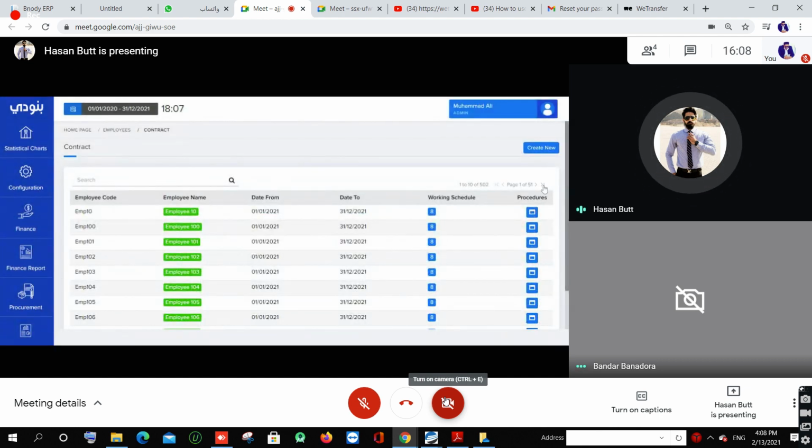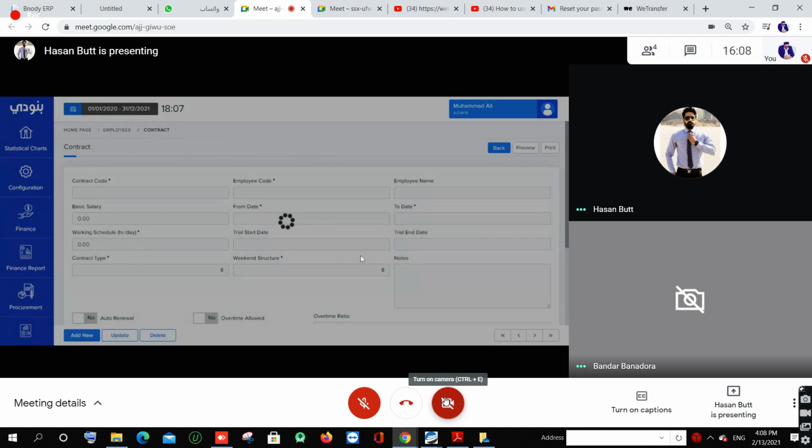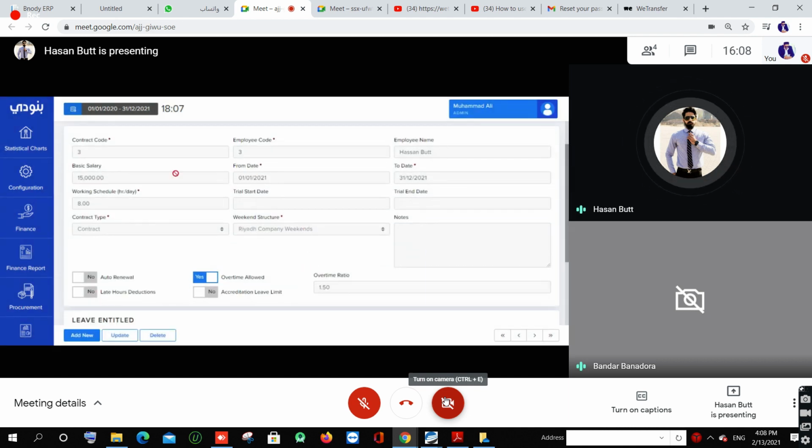As you can see, we have contracts with our 502 employees. Let me show you my previous 2 employees that I have contracted. This is Hassan, and let's have an example. We have added the basic salary of this employee. All right. The deductions and the allowances will be according to the basic salary of this employee that we have added.